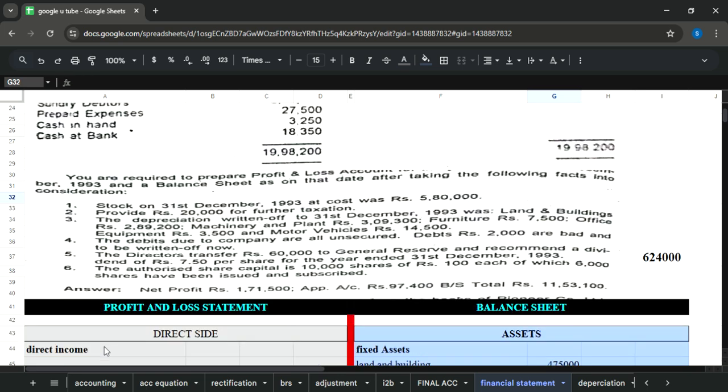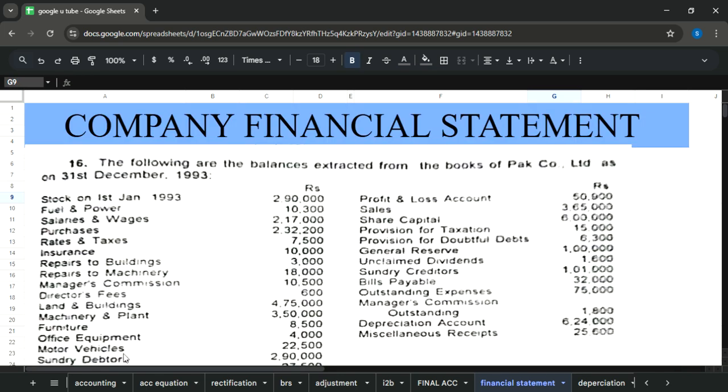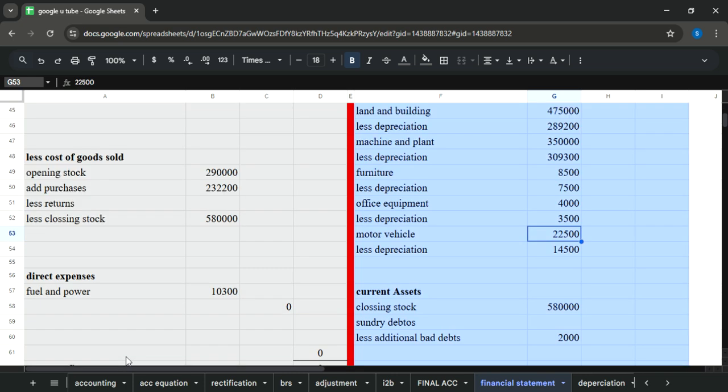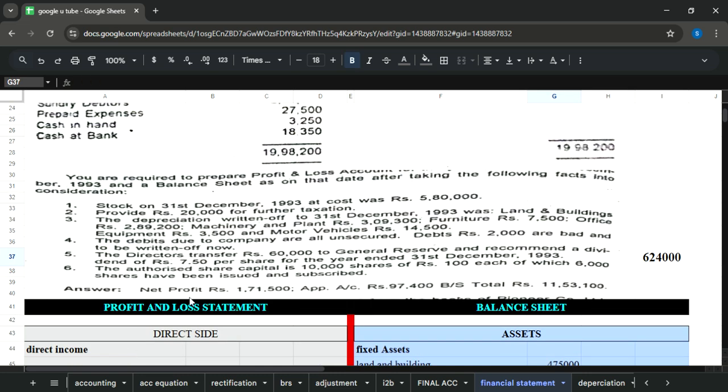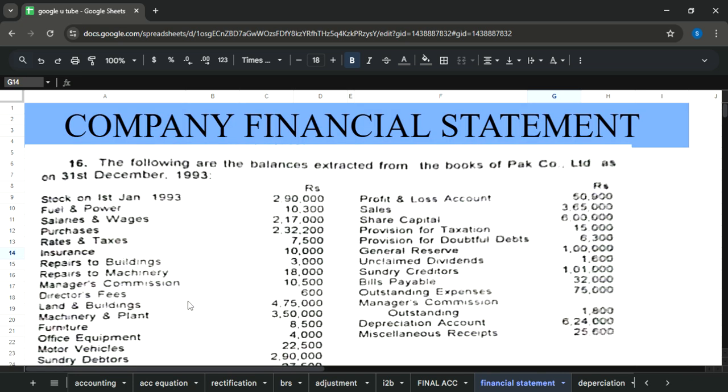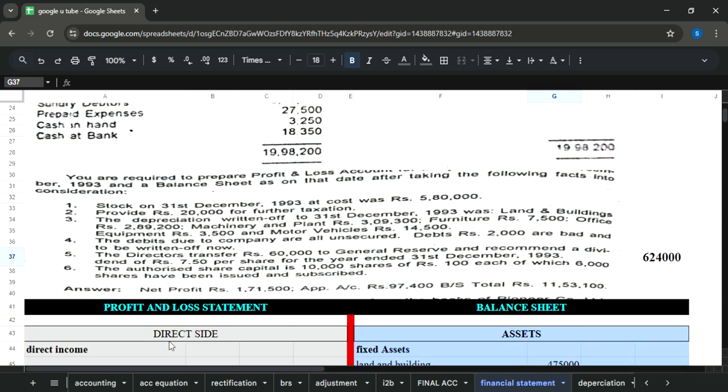Okay. After motor vehicle, we have sundry debtors 290,000. So here 290,000, sundry debtors. Closing stock amount is 580,000. Let's check. Yes. Okay. So sundry debtors 290 mentioned.